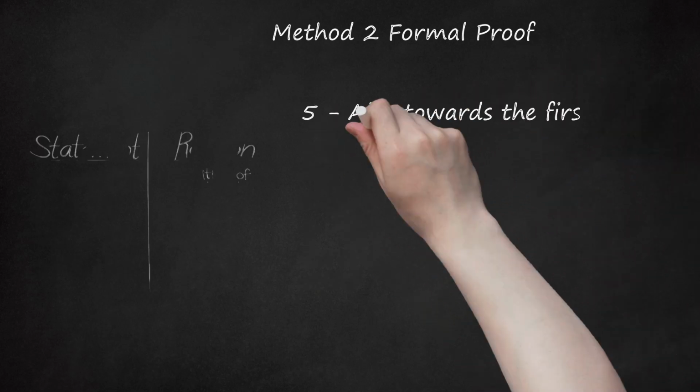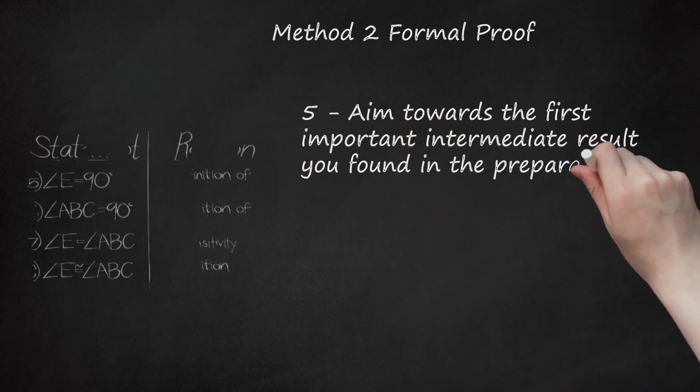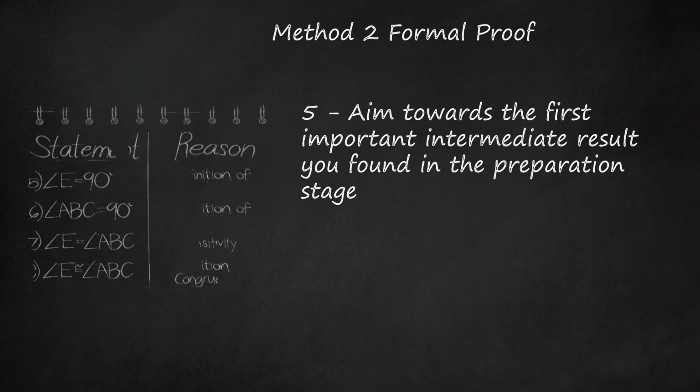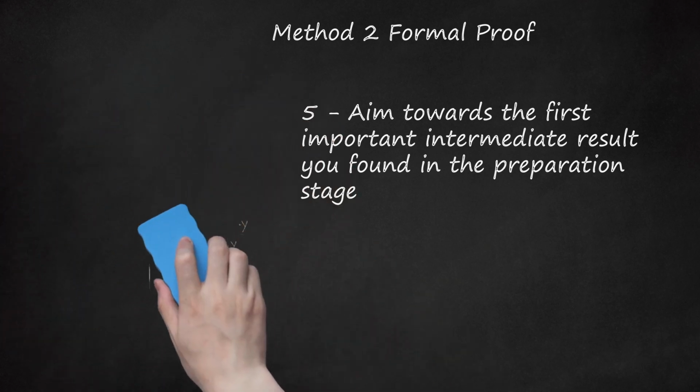5. Aim towards the first important intermediate result you found in the preparation stage. Write each step towards that result, and justify each with an appropriate reason. The types of acceptable reasons are small. They include given, definition, axiom or postulate, previously proven theorem or lemma, formula, law, etc.